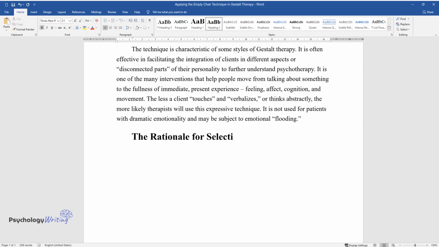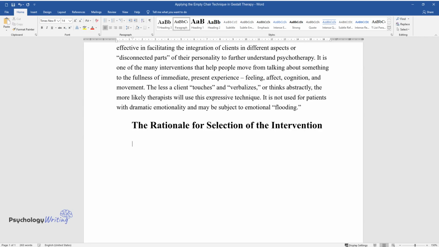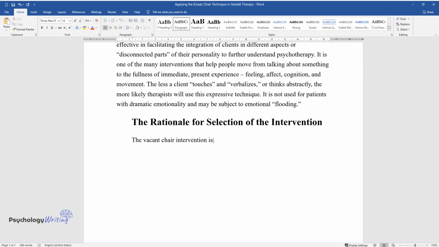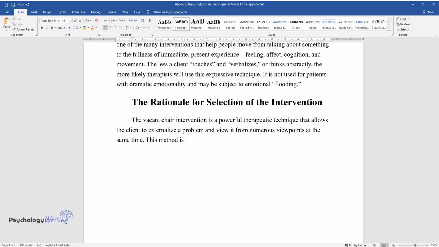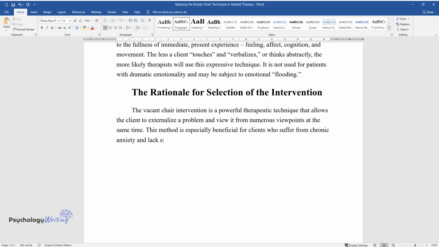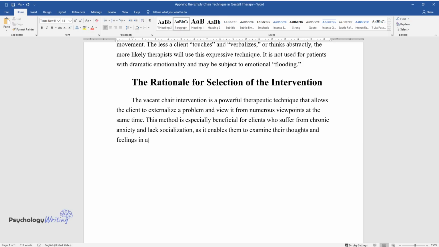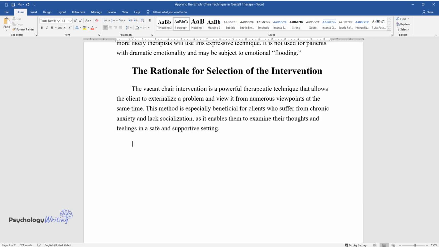The rationale for selection of the intervention. The vacant chair intervention is a powerful therapeutic technique that allows the client to externalize a problem and view it from numerous viewpoints at the same time. This method is especially beneficial for clients who suffer from chronic anxiety and lack socialization, as it enables them to examine their thoughts and feelings in a safe and supportive setting.